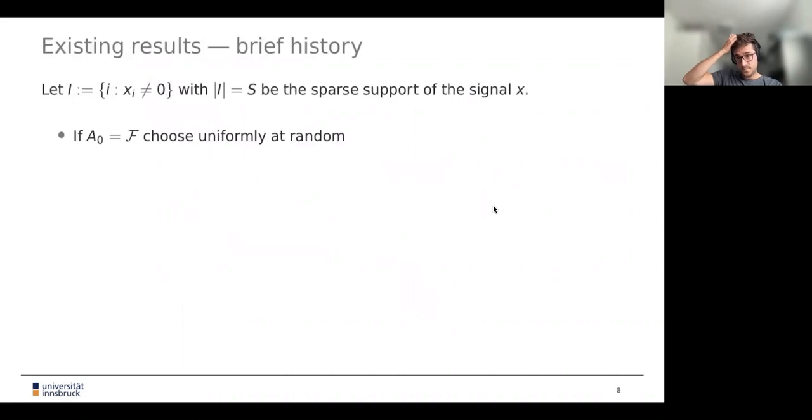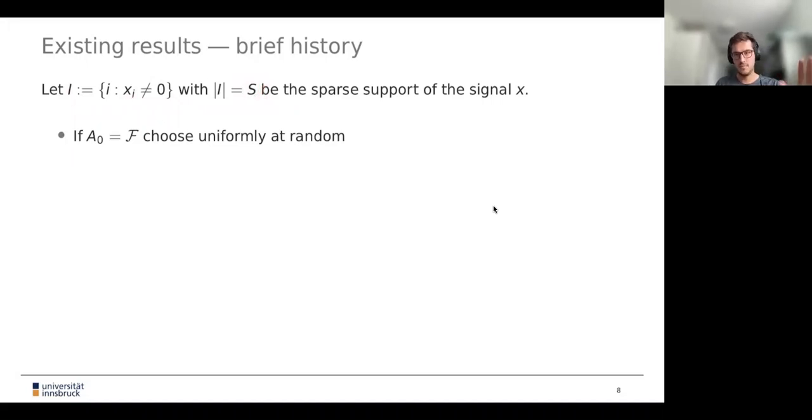Compressed sensing is nothing new. It's been around for quite some time. So what are the existing results? How should you proceed in this kind of setting? And for that, we are going to introduce some more notation. We call I, big I, the support, basically just the set of indices such that x_i is not equal to 0, with |I| equal to our sparsity parameter S.